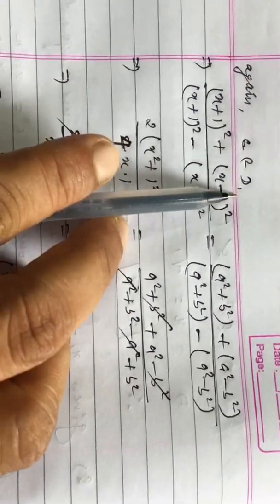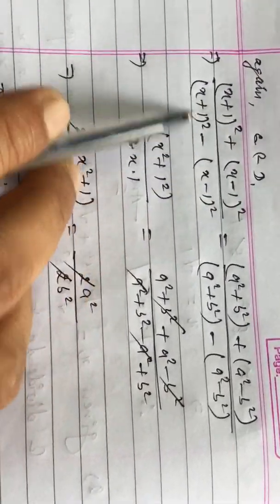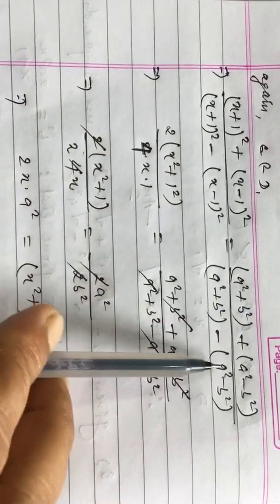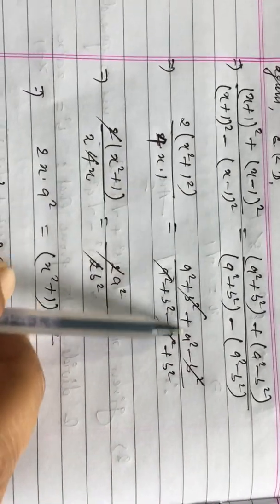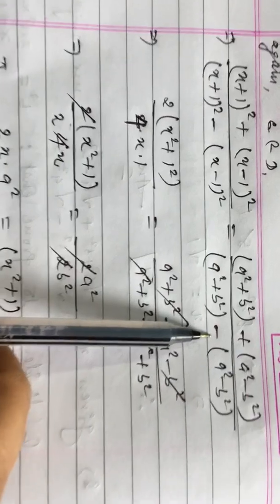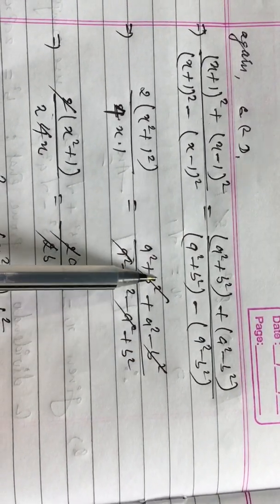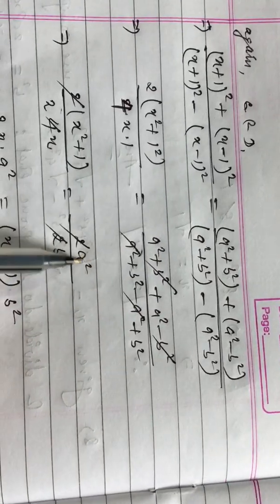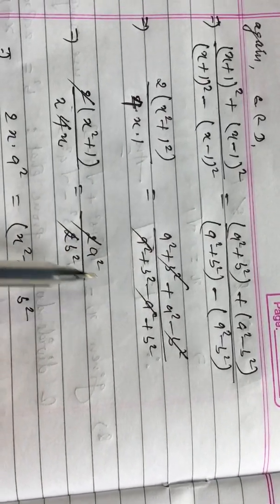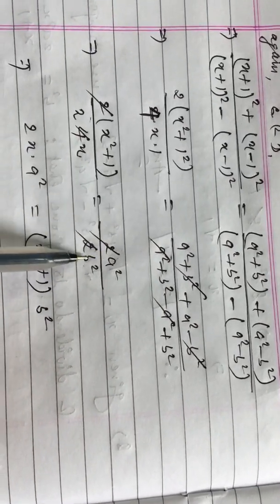Now see, again using C and D: A plus B, A minus B. So the numerator term is the same. In the denominator, open the bracket, change the sign: minus A square plus B square. The A square and 2A square will be cancelled, and the B square and 2B square will be cancelled. This 2 cancels.